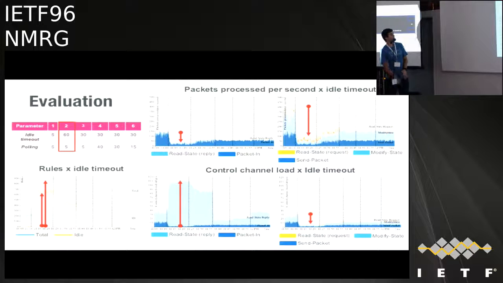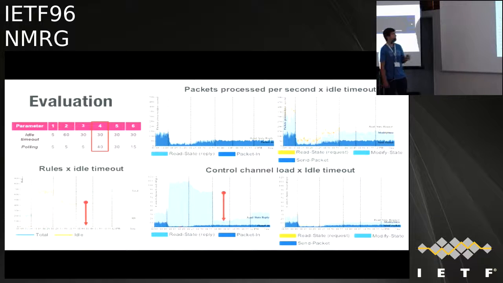But we can see the traffic that is related to the rules installation decreases, because the installation process is more rare in this case. So then the administrator tries to decrease the traffic that goes to the controller by increasing the polling frequency, for example, to 40 seconds. And then we can see that the traffic related to monitoring decreases, but we also have a precision loss. We cannot identify the idle rules anymore because the monitoring polls are too sparse.